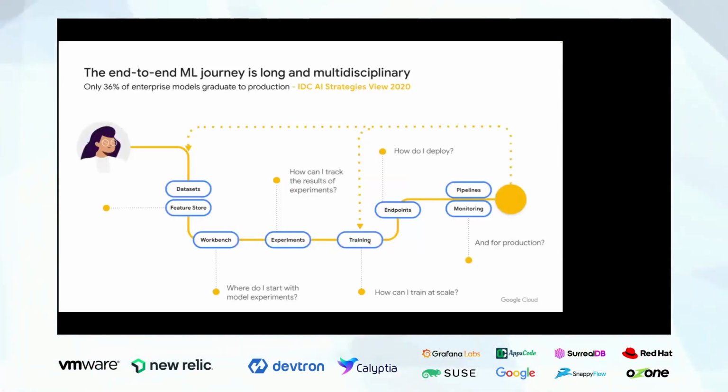This is highlighting the same thing in a different manner. We're trying to showcase an end-to-end ML journey here. You start off with your data sets. You probably have the feature store that you might use. Then you have Workbench, which is your Jupyter environment where you do your model experiments. Then obviously you track your experiments. Once you've finalized a specific model, you start training it. Once you train the model, you would want to deploy it on an endpoint, and then comes the pipelines and the monitoring part of it.